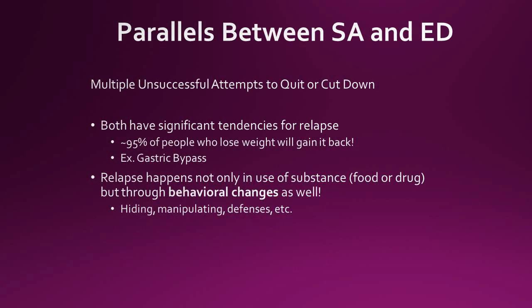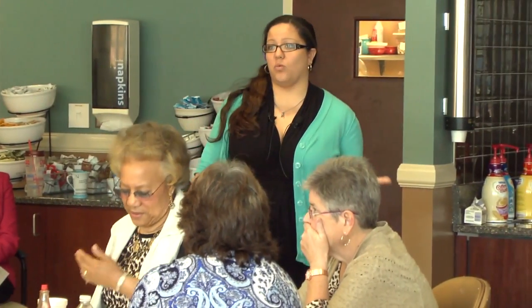Or if the family is just as sick and someone else has the disease, they kind of just buddy up together, right? They also have multiple unsuccessful attempts to quit or cut down, right? We know that both of them have significant tendencies to relapse. One of the things that we know is that 95% of people who lose weight will gain it back. Not only do they gain it back, but they tend to gain back more than where they originally started. So we know diets don't work. It's about changing our perception of that. We can lose weight and maintain it if we change our whole lifestyle.